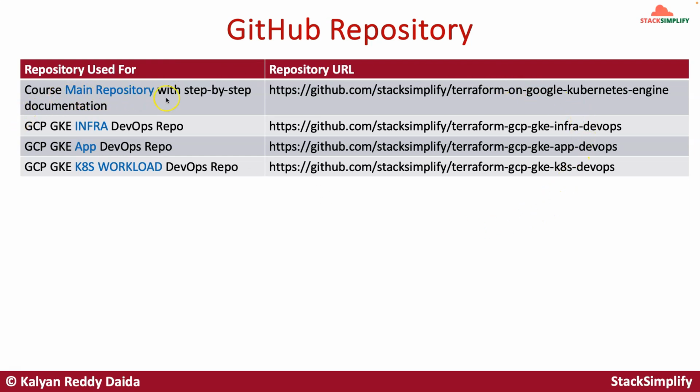And these are the GitHub repositories we need to use. Starting with the course main repository, you can see here Terraform on Google Kubernetes Engine, where all the code is present. And after that, we have the Infra DevOps repo, App DevOps repo, and Workload DevOps repo. So these things you will use when you reach those respective demos. But for the entire course, all the YAML files and Terraform manifests are present in the course main repository.